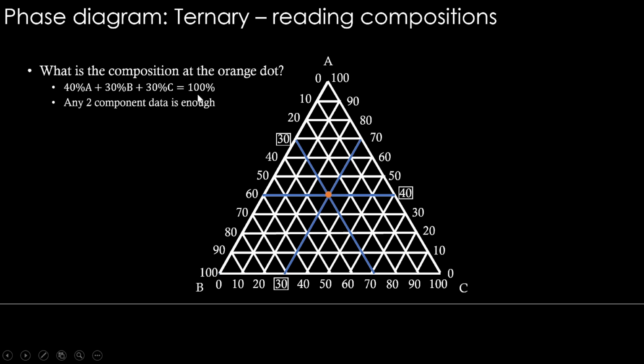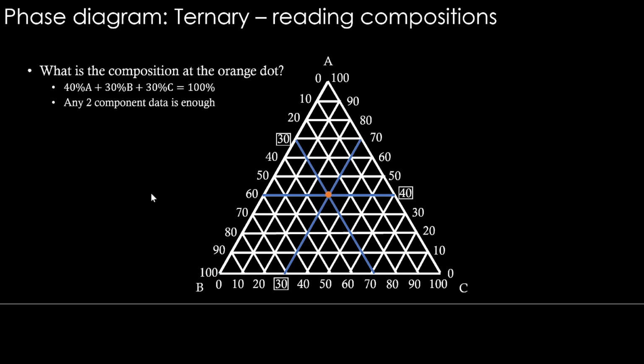Of course, if you have expressed the composition in terms of only two component data, 40% A, 30% B, even that is enough. So automatically C is going to be 100 minus this 70. That is also enough. But the advantage in this diagram is you are able to read all the three directly. You are not actually using 100 minus the other two to get the third element content. Okay, so that is the advantage here. So you can choose which two elements you want to use to represent the composition also.